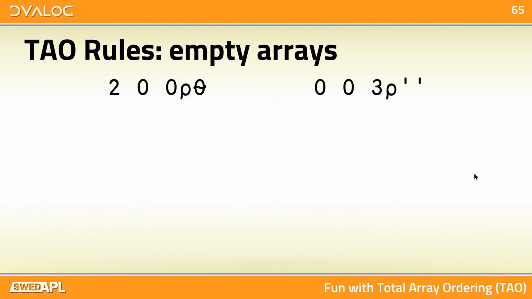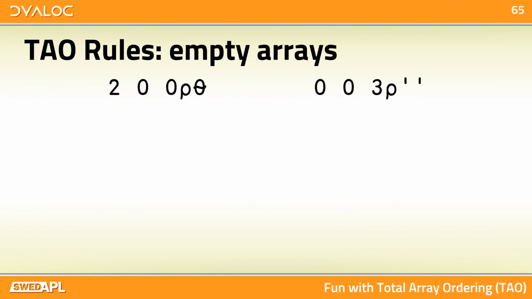Just one more thing, empty arrays. You might think that we could just take these rules and apply them to empty arrays, and then it came and bit us when we found an example of the opposite. Consider these two empty arrays. We're all APLers, we're all comfortable with this: 2 0 rho zilde, or any numbers, is empty.